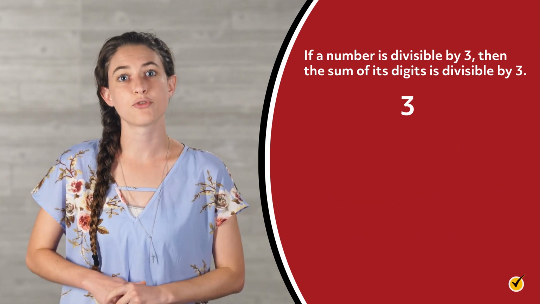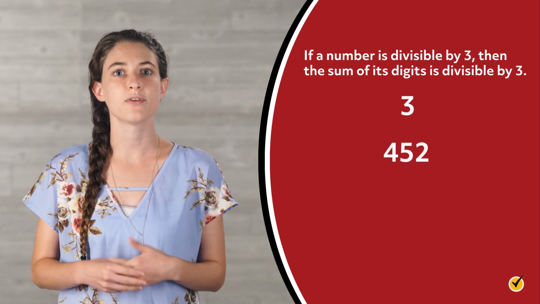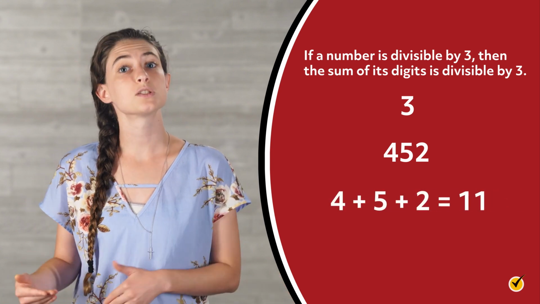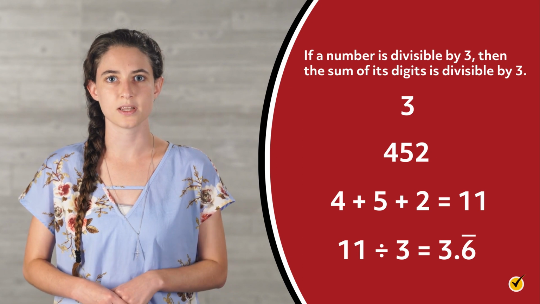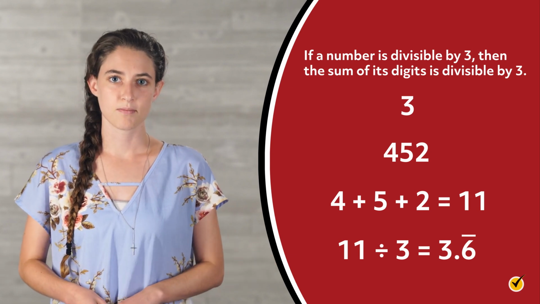Now let's consider the number 452. To see if 452 is divisible by 3, find the sum of the digits and then divide by 3. 4 plus 5 plus 2 equals 11, and 11 divided by 3 equals 3.6 repeated. That means that 452 is not divisible by 3.